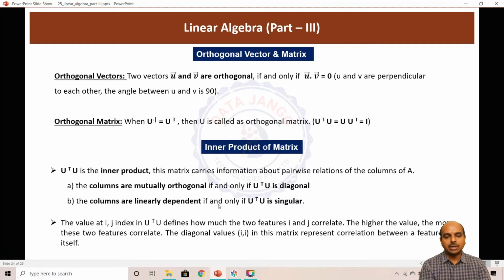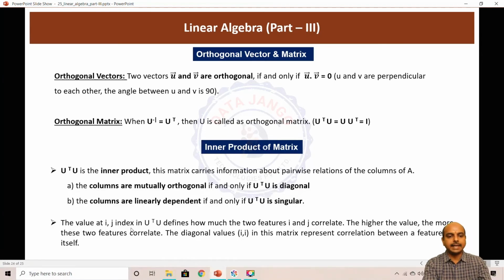If the columns are orthogonal, then you will get a diagonal matrix. Diagonal values will be there. If the vectors are unit vectors, you will get the identity matrix. If the vectors are not unit vectors, then you will get some values in the diagonal. Off-diagonal values are going to be 0, because one column is orthogonal to the other column. When you multiply two such columns, you will get 0. So that's where you get a diagonal matrix.